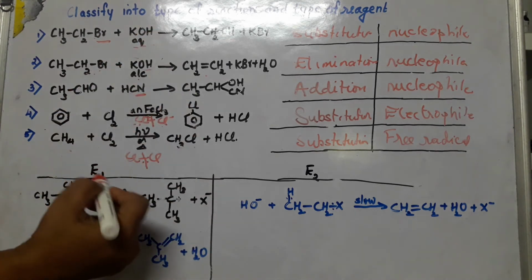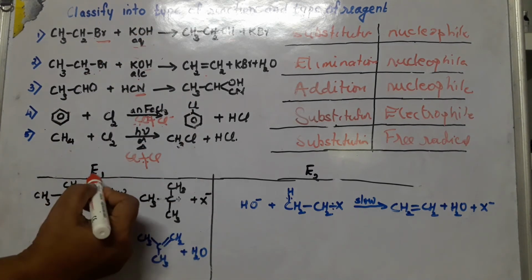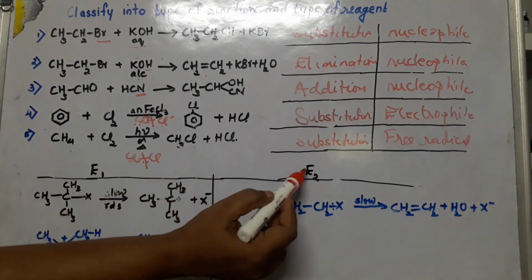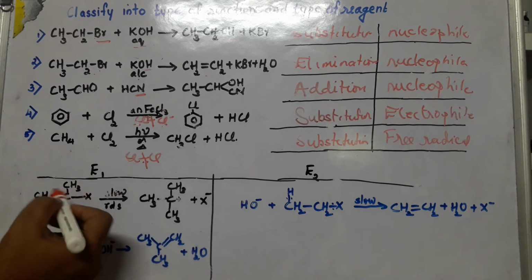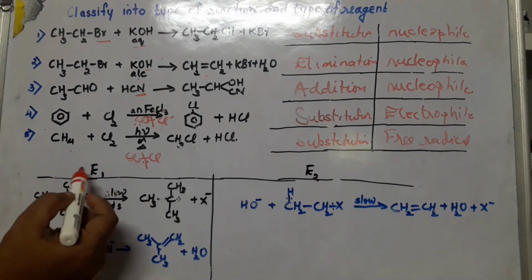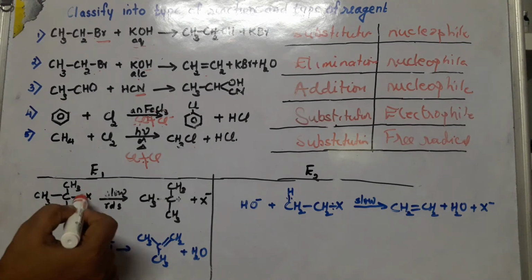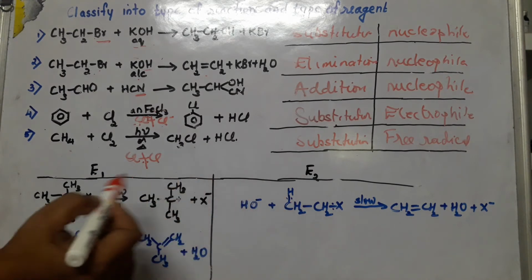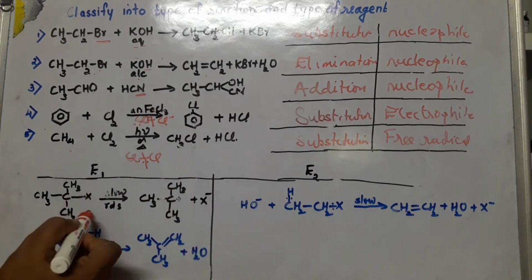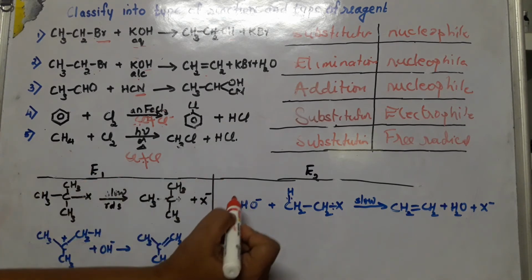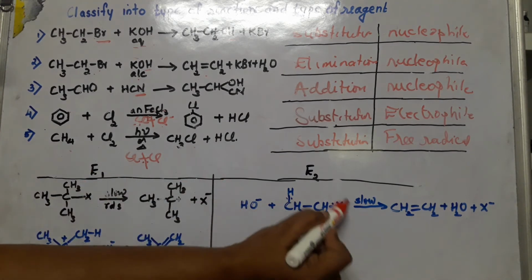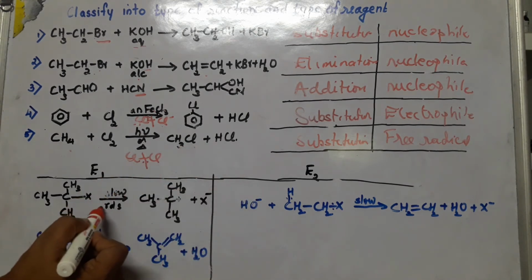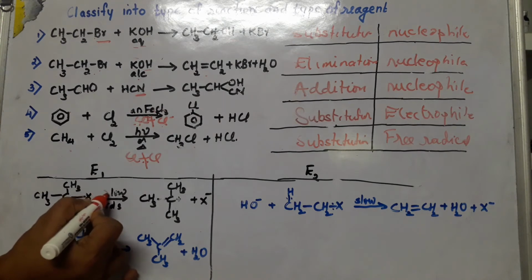Now here, in short, I want to explain E1 and E2. E1 is a unimolecular elimination reaction, E2 is a bimolecular elimination reaction. It is quite similar to SN1 and SN2. E1 is a two-step mechanism. Two steps are involved in the mechanism. E2 is a one-step mechanism. So in E1, rate depends upon the concentration of substrate only. Here in E2, rate depends upon concentration of substrate as well as attacking reagent. In E1, the first step is the slow step or rate determining step.